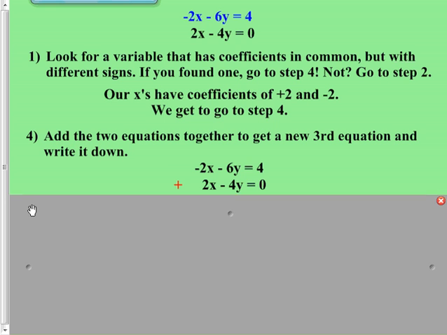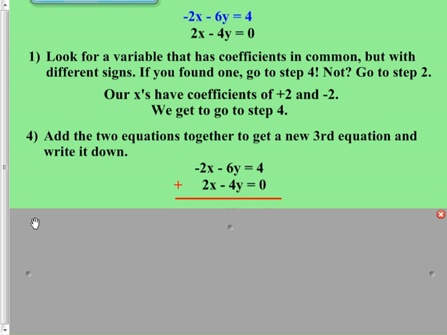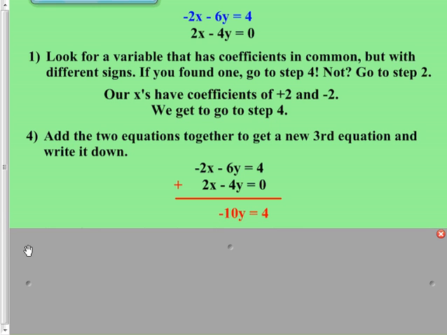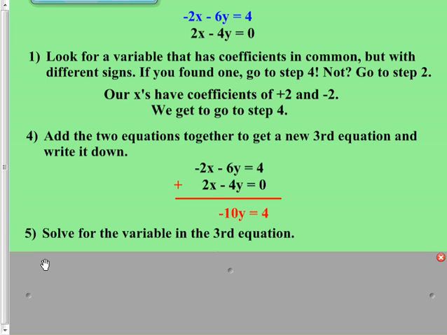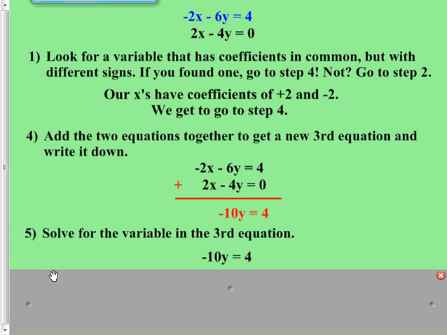Okay, so when we add our two equations together, what do we end up with? Negative 2x's plus 2x's will be 0x's. That's good. That's what we wanted to happen: one of the variables to be eliminated. And then we have negative 6y plus negative 4y. That's negative 10y's. And 4 plus 0 is, of course, 4. The fifth step said to solve for the variable in the third equation. Obviously, we have negative 10y's, but we do not want negative 10 of them. We want positive 1. So we're going to divide both sides of the equation by negative 10.